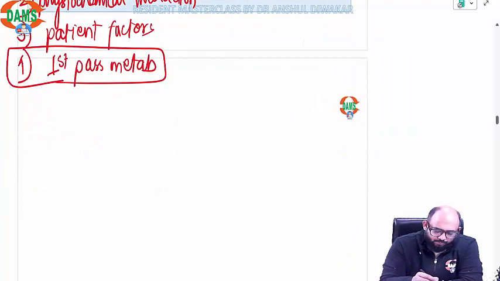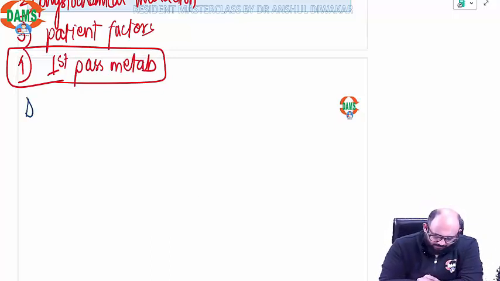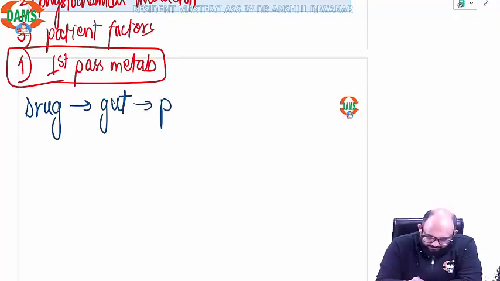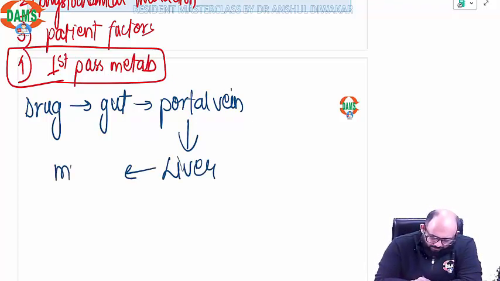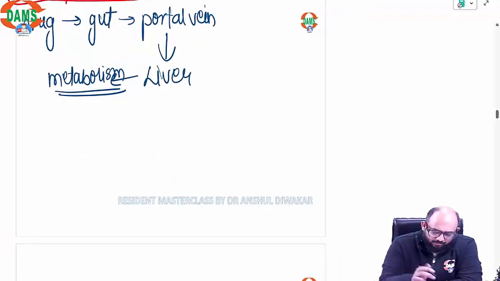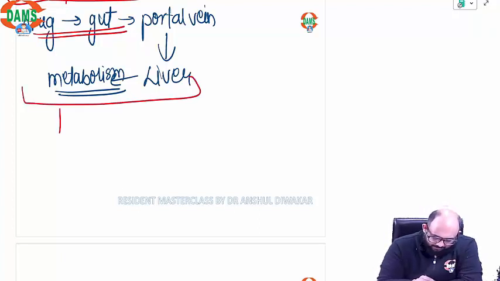First pass metabolism. Usually, whenever they will ask you bioavailability, they would want you to know about first pass metabolism. Now, what is this first pass metabolism? So, you have given a drug orally. The drug reaches gut, gets absorbed and goes into the portal vein. Portal vein will take this drug into liver, where it will metabolize the drug. So, before the drug reached systemic circulation, there is loss of the drug by metabolism. That is first pass metabolism, and obviously decreases bioavailability.